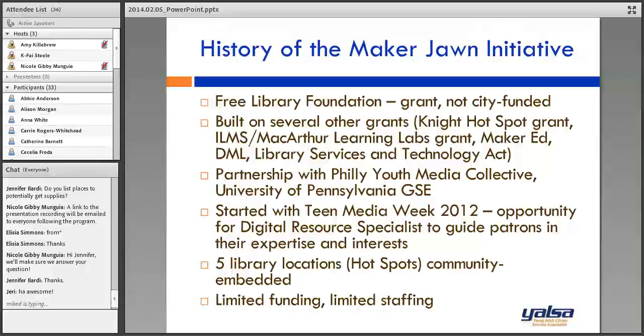I'll skip down a bit. So we developed this partnership. We have a few partnerships in the city, and that is what really strengthens us.